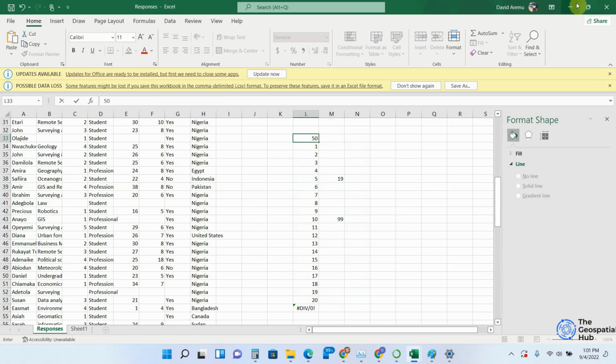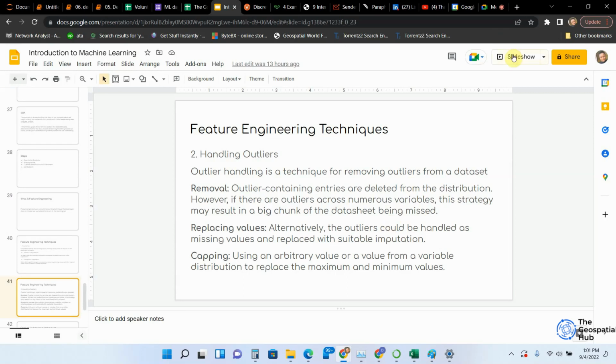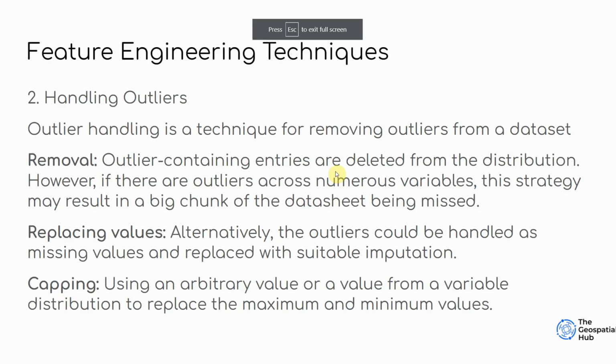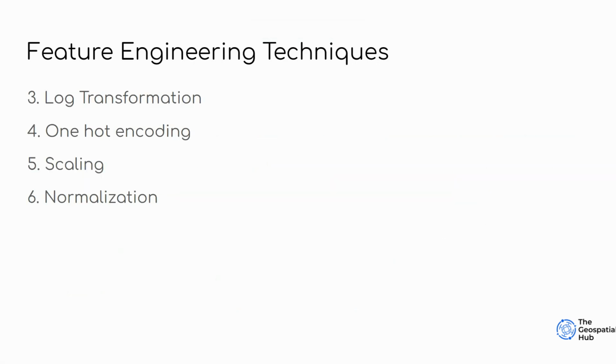So we'll do that when we get to Python, and we'll see how we can actually cap and floor all of our outliers, so just reduce the effect of this particular outlier. The other forms of feature engineering, we won't be talking about them, but you can explore them later on. Log transformation, one-hot encoding, scaling, and normalization. So basically, all of this is just to scale down the effect of large numbers. Let me just put it that way.